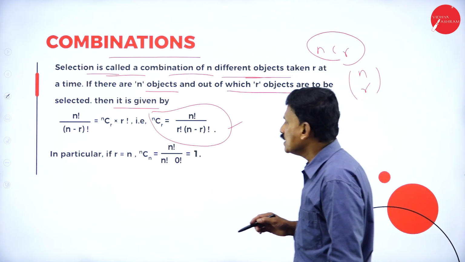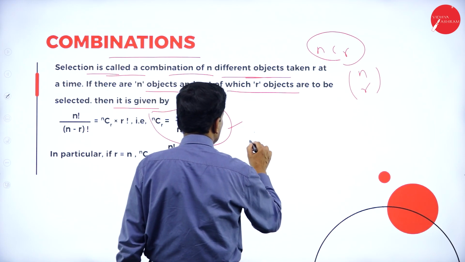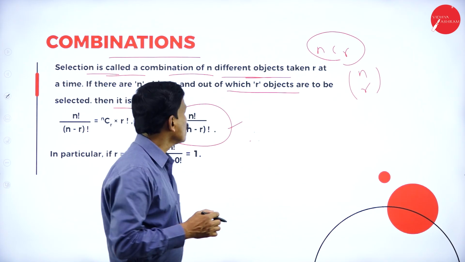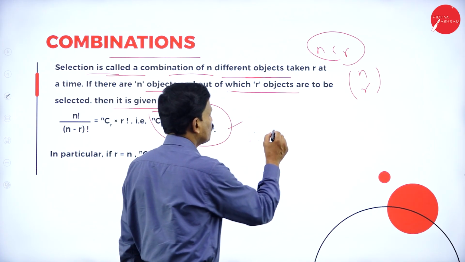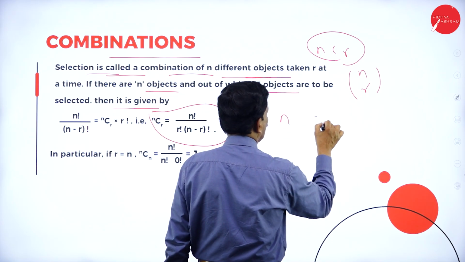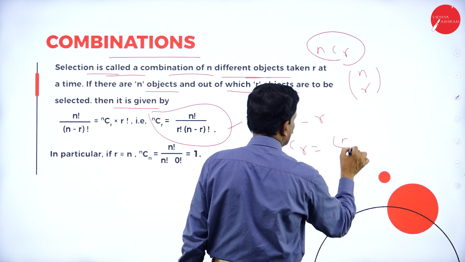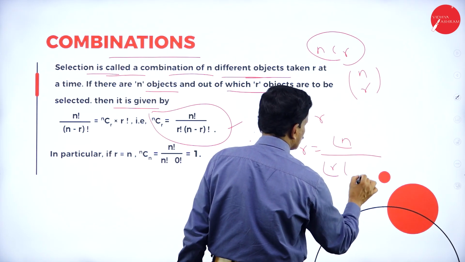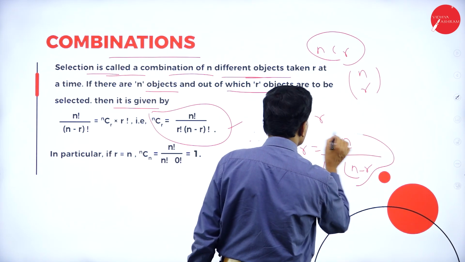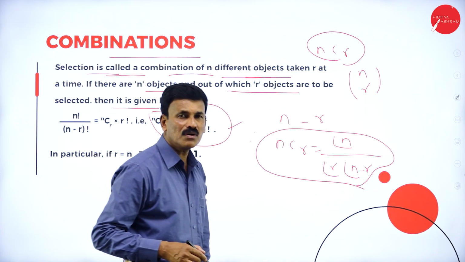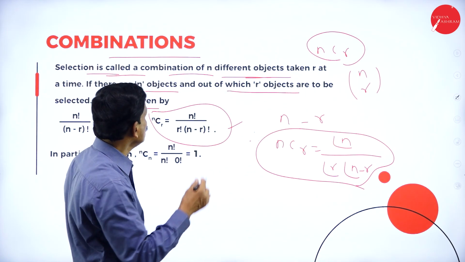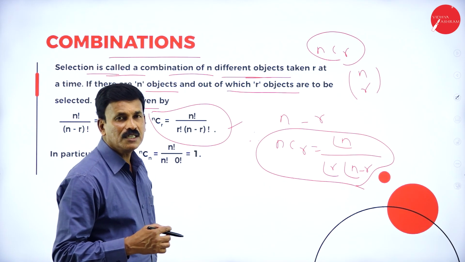So therefore, here the formula which we are going to use, that is the selection of n different things taking r at a time, is given by nCr is equal to factorial n divided by factorial r into n minus r factorial. This is the formula we are going to use to find the combination of n different things taken r at a time.